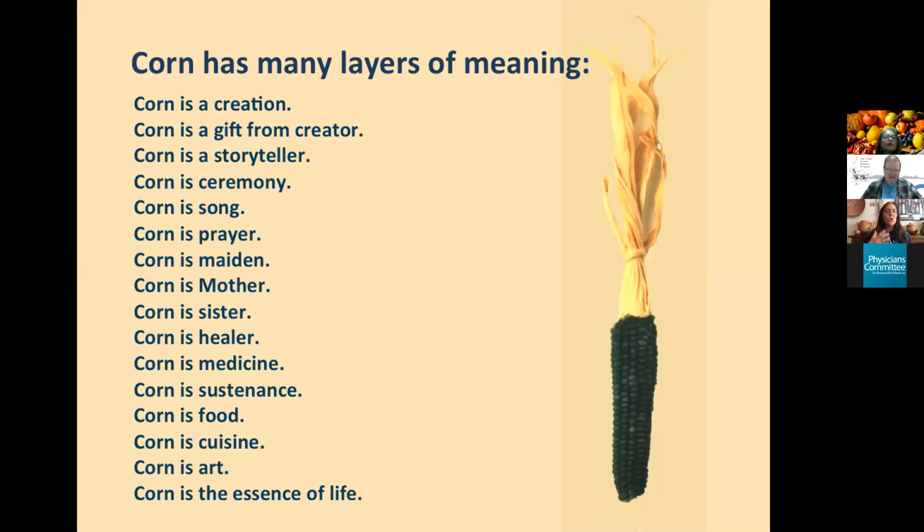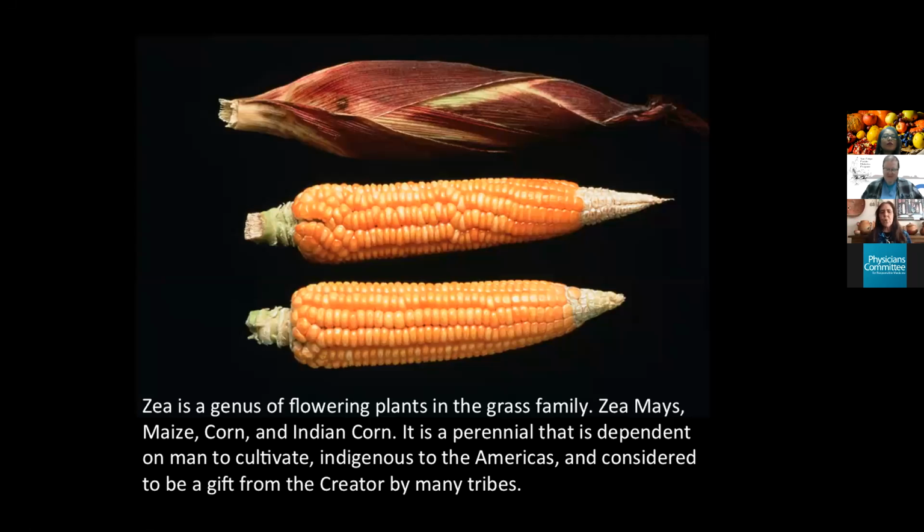And so corn has many layers of meaning. Many tribes look at corn as being maiden or mother or sister or healer. Corn is medicine, corn is sustenance, corn is food. For me personally, corn is the essence of life. We see her with song and ceremony as a storyteller, and many tribes think of her as a gift from the Creator. So corn, very important.